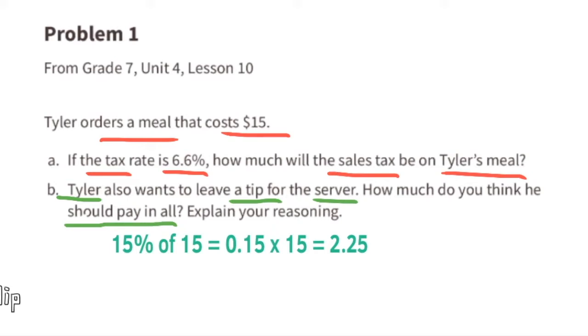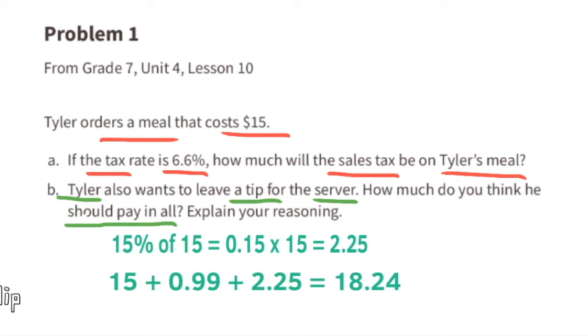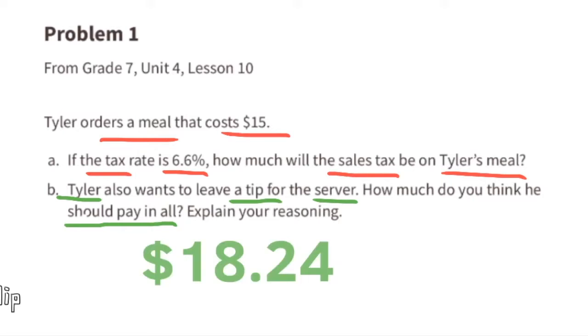$2.25. Now to figure out how much Tyler needs to pay in all, we can start with the $15 that the meal cost, 99 cents for the tax, and finally $2.25 for the tip. Add those together, and we can expect Tyler to pay about $18.24, but he'll probably round it up to $18.25 or $18.50 or maybe even $19.